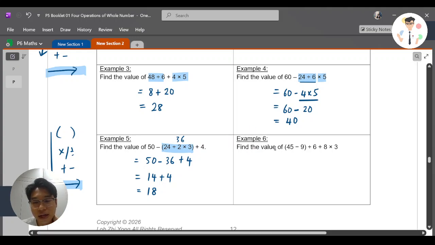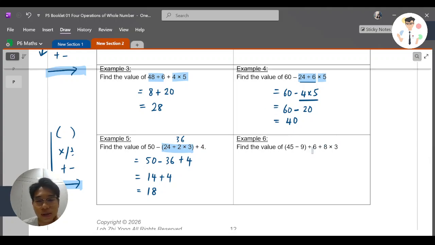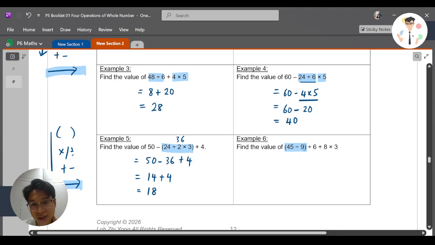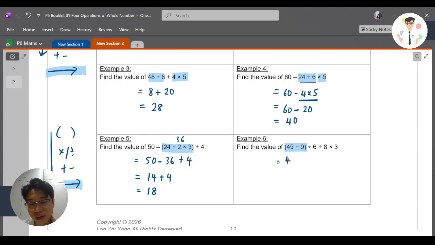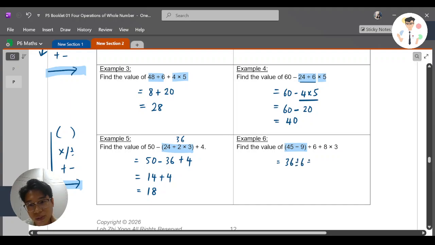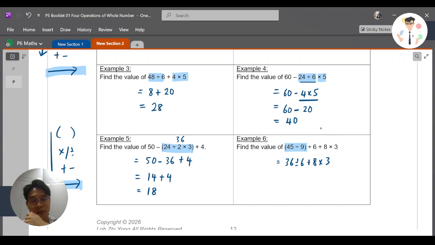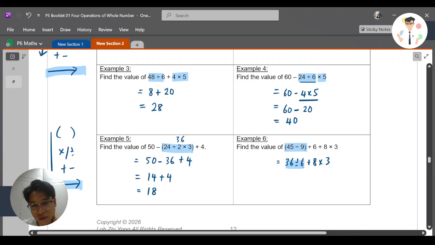Now, find the value of 45 minus 9 divided by 6 plus 8 times 3. So which one should I do first? I mean, again, you know, parenthesis, the one inside parenthesis. So it will be equal to 45 minus 9 is equal to what? It's equal to 36. So 36 divided by 6 plus 8 times 3. So now among this 36 divided by 6 plus 8 times 3. So which one should I do first? I need to do, of course, this division first, right?